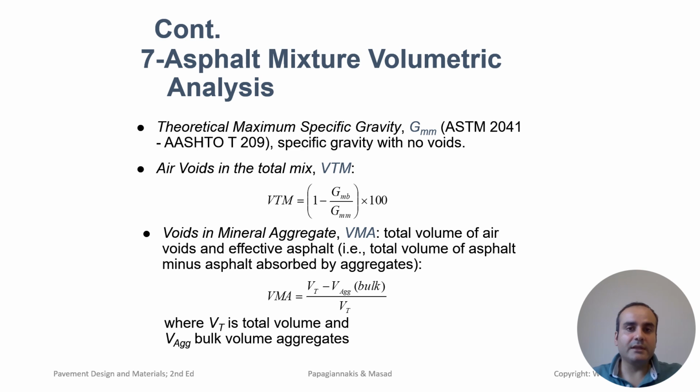VMA ensures that there is adequate space within the aggregate structure for the binder to coat the aggregate particles, ensuring good adhesion and overall mixture stability. Proper VMA ensures that the mixture has enough binder to create a durable, flexible, and well-bonded pavement layer. VMA must be controlled because too little binder or low VMA may lead to brittle pavements that crack under loading, while too much binder may lead to rutting and bleeding.